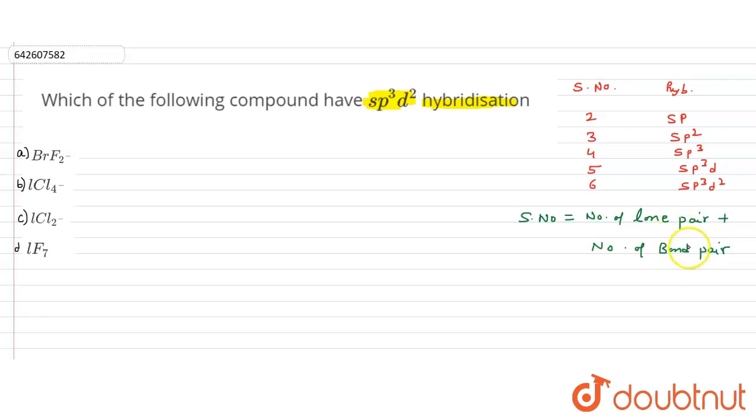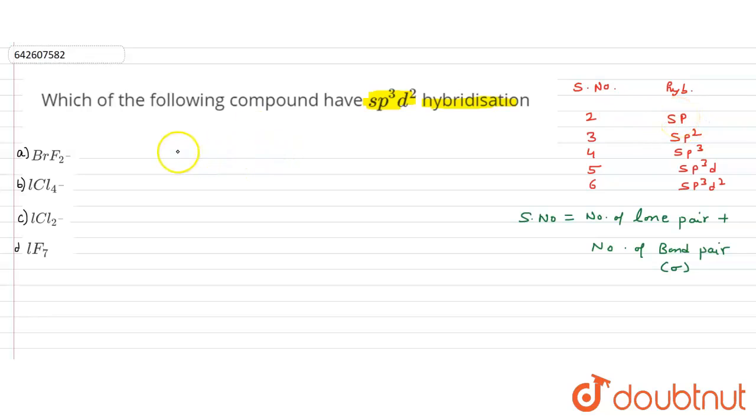Now in this bond pair count, you have to consider only the sigma bonds. You don't consider pi bonds, so only consider sigma bonds. Just using this you can find out the steric number, and once you find the steric number, you can easily calculate the hybridization.